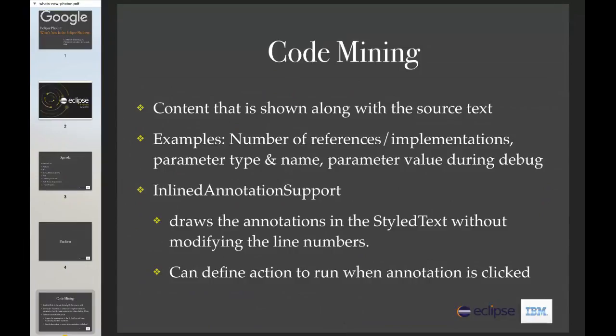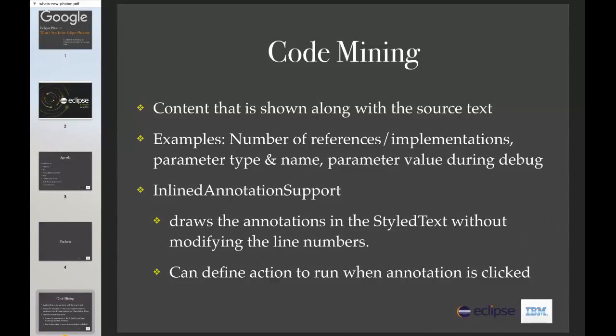The code mining is a new feature which is being added in the platform. A code mining is a content that is shown along with the source text. It can be a label or an icon. For example, the number of references, implementations of a class or method, parameter value during debug. The main advantage of having code mining support is to enable the developers to have a better understanding of the code and also to help them write better code.